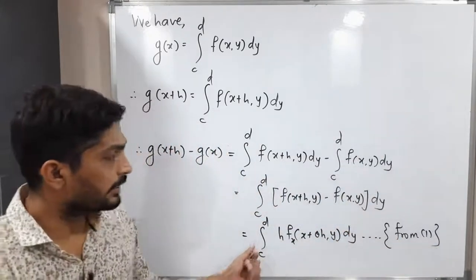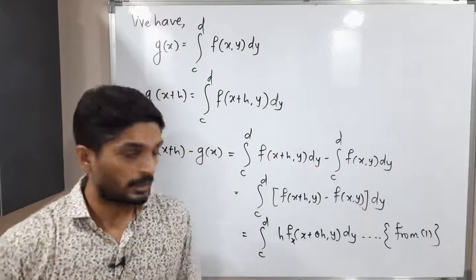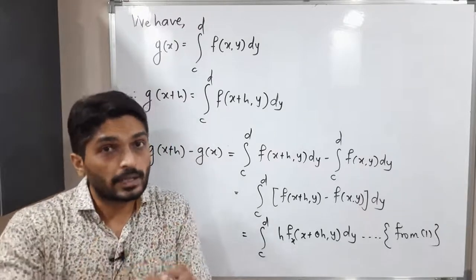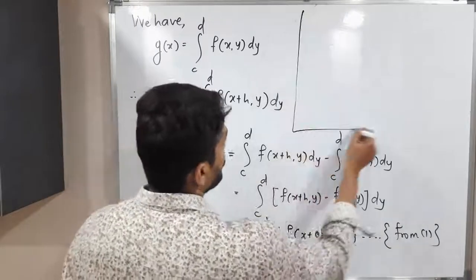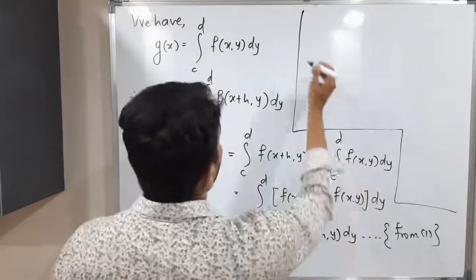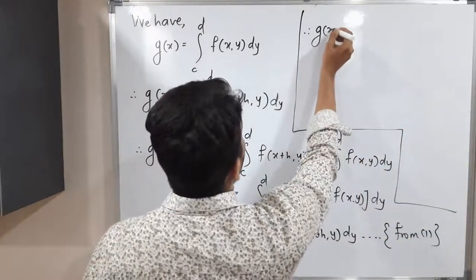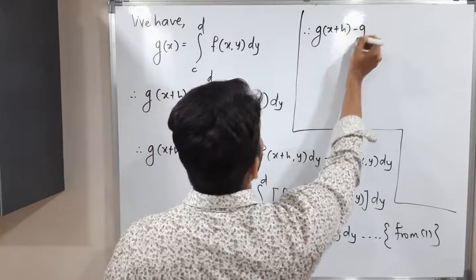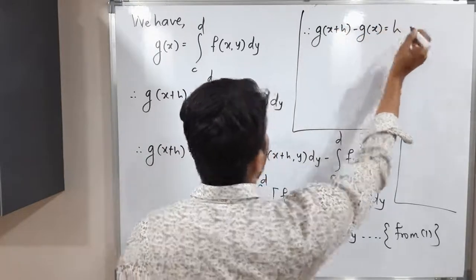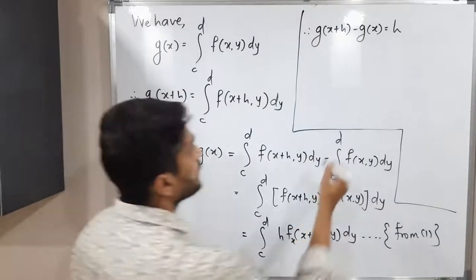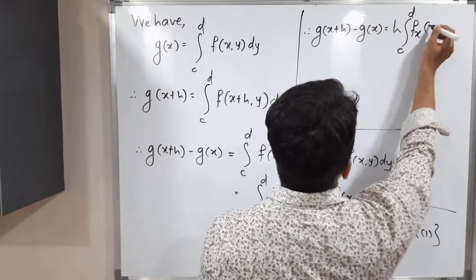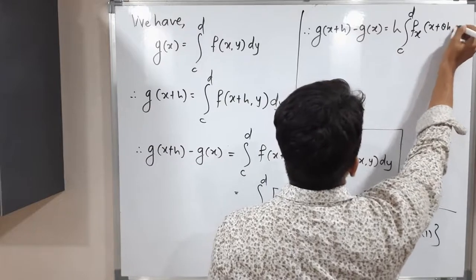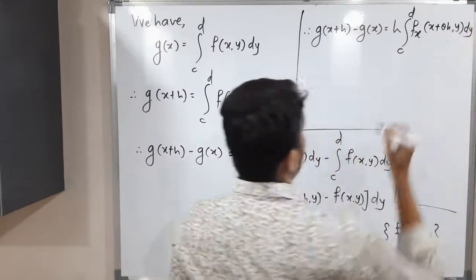After that, we are integrating with respect to y, so h is constant. We can take it outside the integral. Let me write it here. Therefore we can write g of x plus h minus g of x, taking that h outside. Then we will have h times the integration from c to d of fx at (x plus theta h, y) dy.